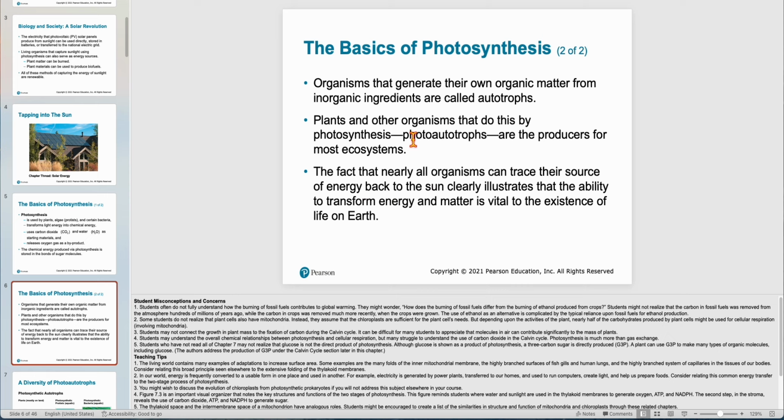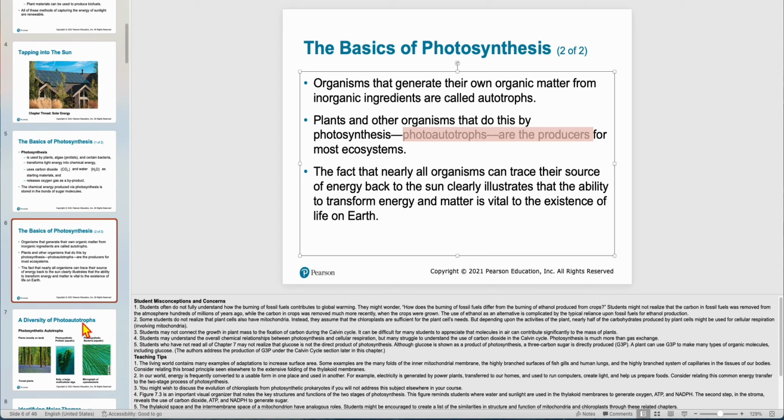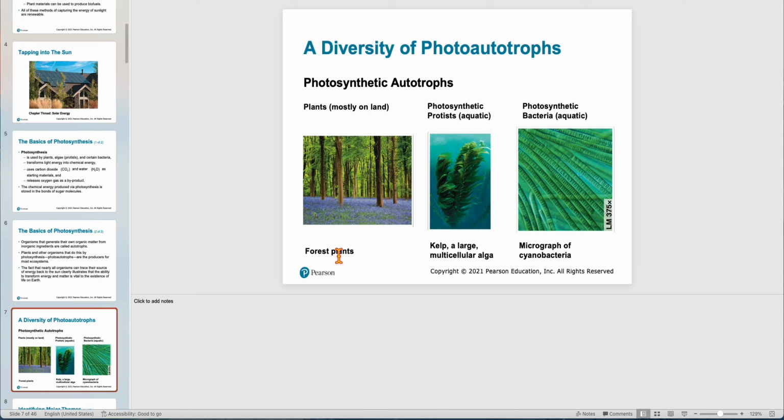Okay, then in this slide here, basically the same thing. Plants are what? Plants are photoautotrophs. They are producers, and that's what we saw in a previous slide. They're photoautotrophs, and they are producers. Okay, now this slide is important because they asked this on an exam. These are the three categories of autotrophs.